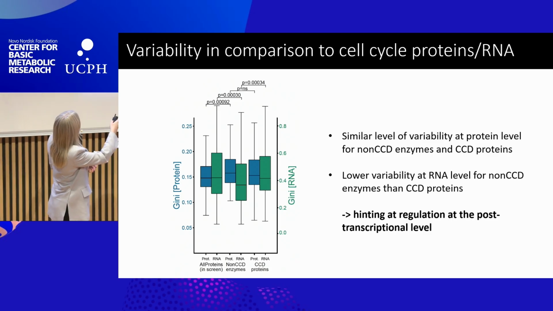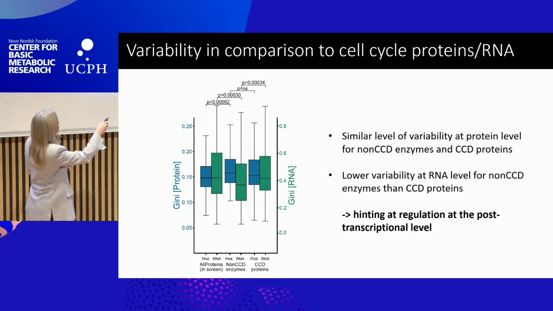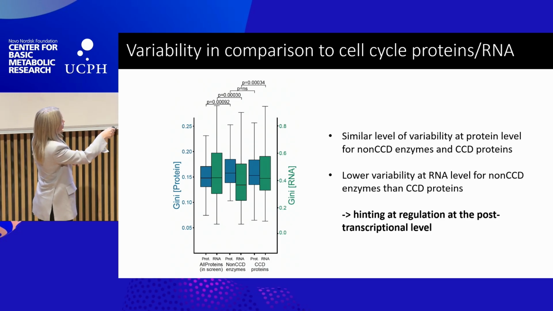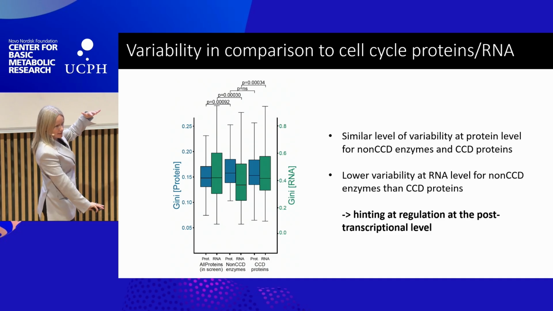What we can see here is that for all proteins, the Gini index is very similar for RNA and protein in general. If we look at the cell cycle proteins, we see that the Gini index, the inequality, is slightly higher at the protein level than at the RNA level. And I think this is pretty well accepted. If we look at the variable enzymes that are not cell cycle dependent, we see an even greater gap. So the protein variability is even higher, and the RNA variability is even lower.